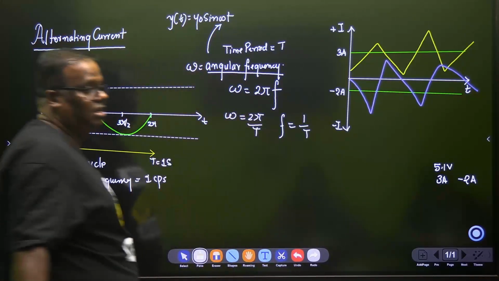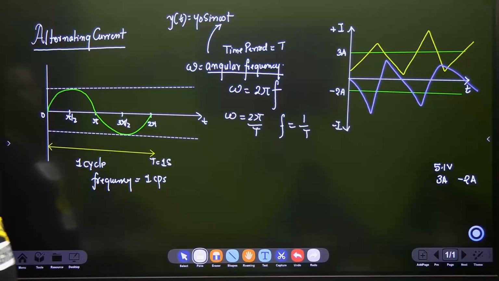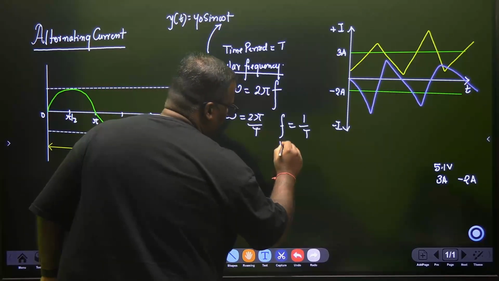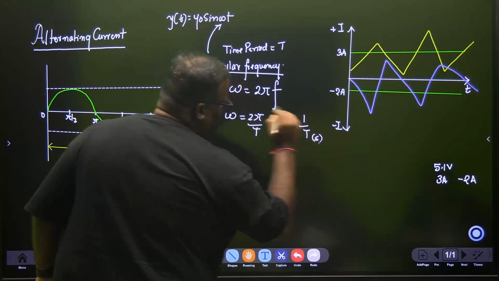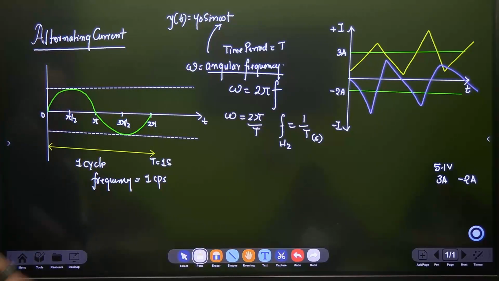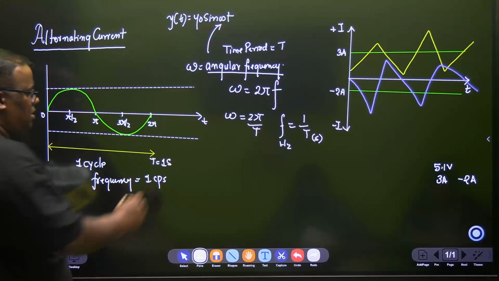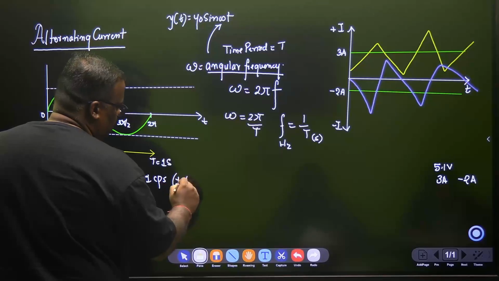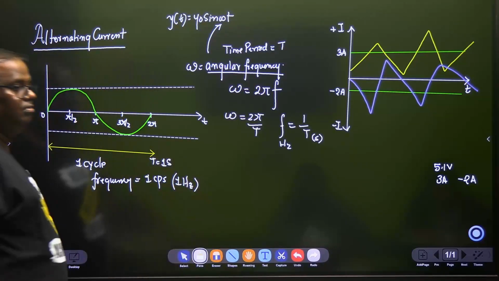Keep writing all this down, you will need it. Frequency is measured in hertz, time period is in seconds. So frequency is also measured in CPS, 1 CPS, or we will say this is 1 hertz. Okay, another question.